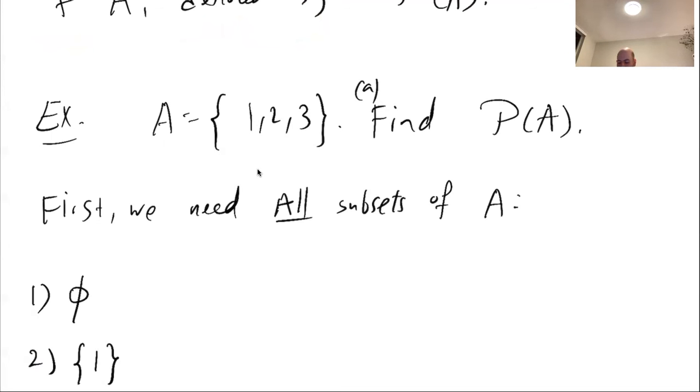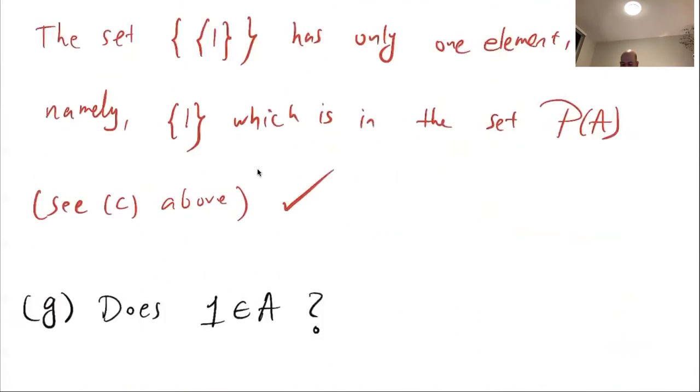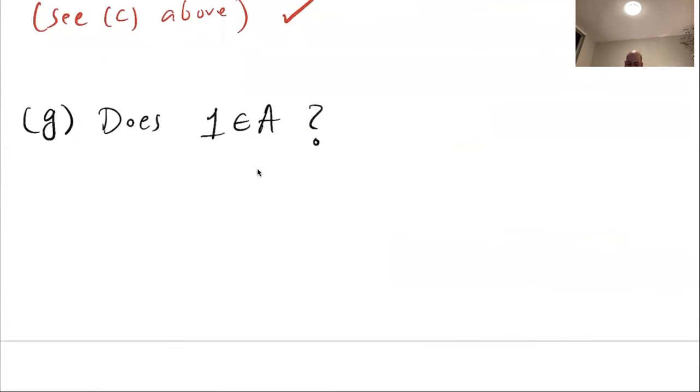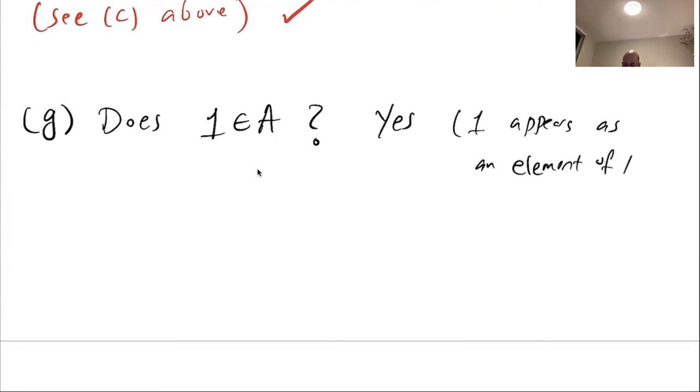So the first element is 1. Is it exactly as it is asked? Yes, 1 is also here, asking about 1. So the answer is yes. 1 appears as an element of A. Part H is, let's say, is the set containing 1 a subset of A?